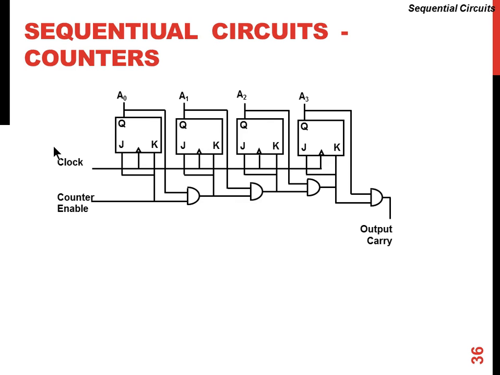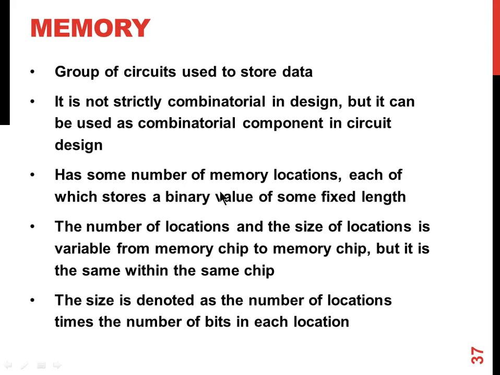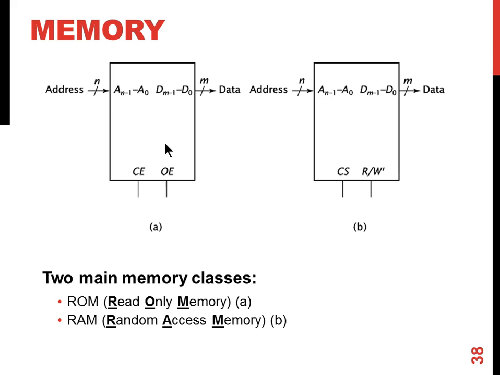So the next part of a sequential circuit is memory. Memory is a circuit which can help us store values, store data till it gets updated. There are mainly 2 kinds of memories: read-only memory and a read-write memory, also called random access memory, where I can write to the memory or read from the memory.